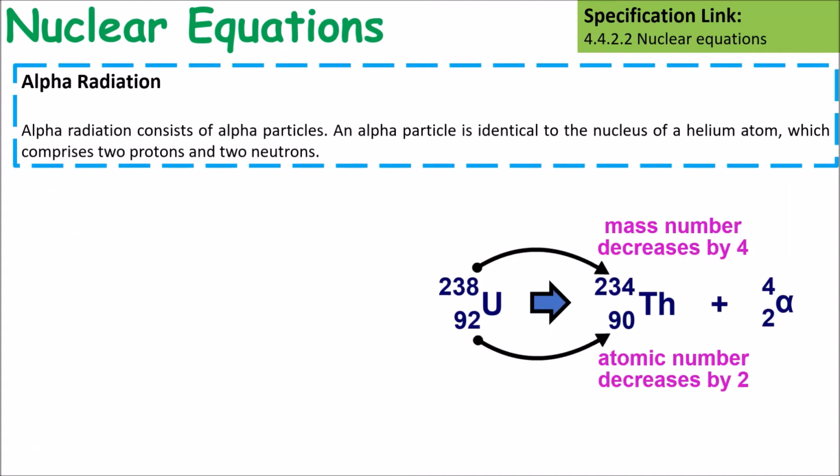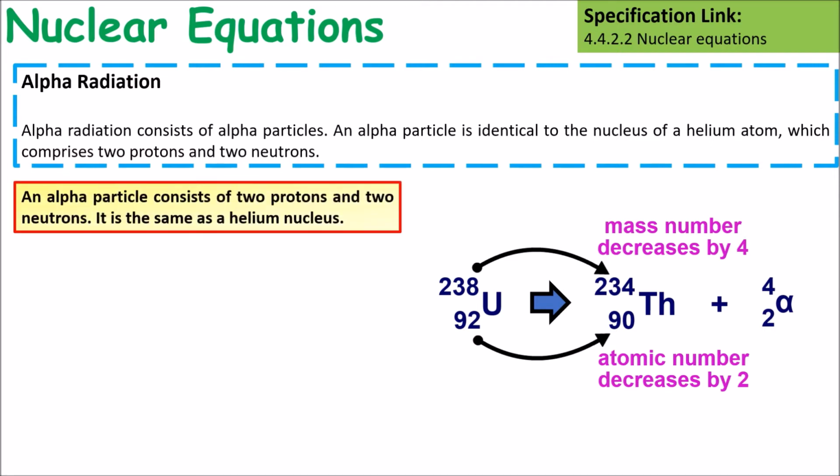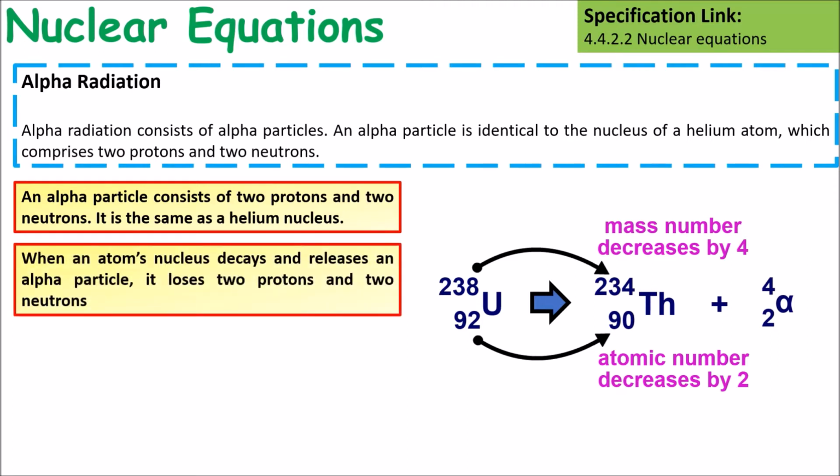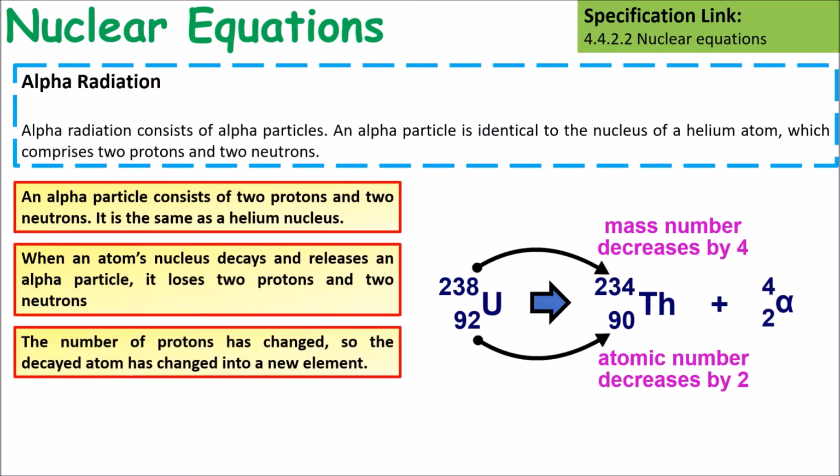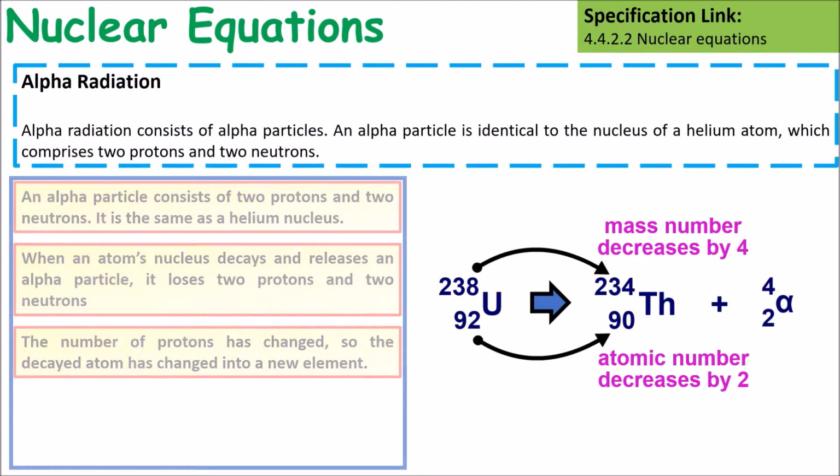So if we actually go and look at the equation for it, now that works. An alpha particle consists of 2 protons and 2 neutrons, so it's got the same nucleus as a helium atom. When an atom's nucleus decays, it releases an alpha particle and it loses 2 protons and 2 neutrons. So the number of protons has changed by 2 and the number of neutrons has changed by 2, so a new element has formed.